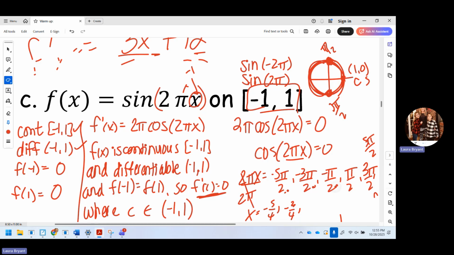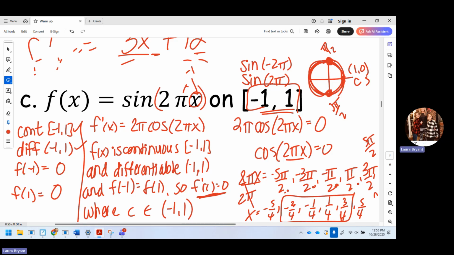If I put 2 pi in the denominator here, the pi's will cancel and I'll get a 4. And same thing, put 2 pi in the denominator here, pi's will cancel, and I'll get positive 1/4, and then positive 3/4, and then positive 5/4. But I'm only going to keep the ones between -1 and 1. So I did make my list too big. I'm just going to keep these ones.